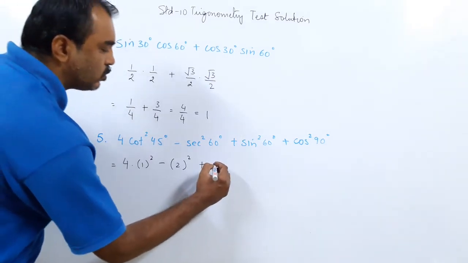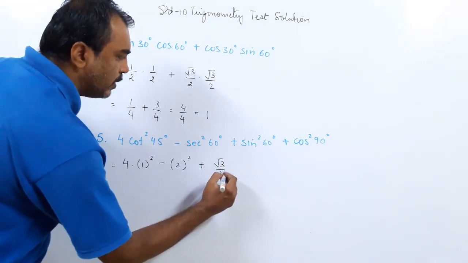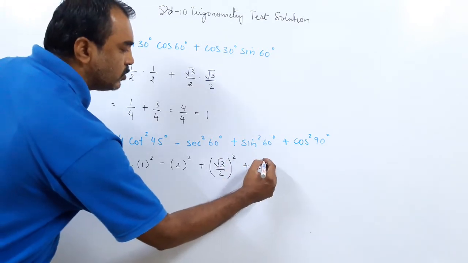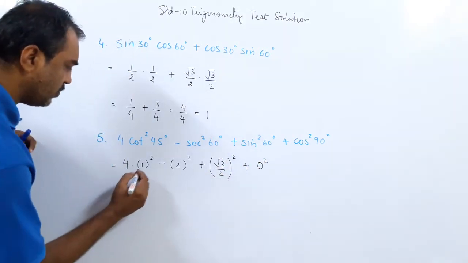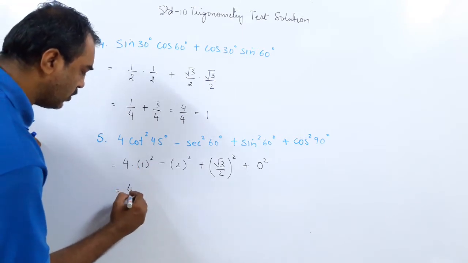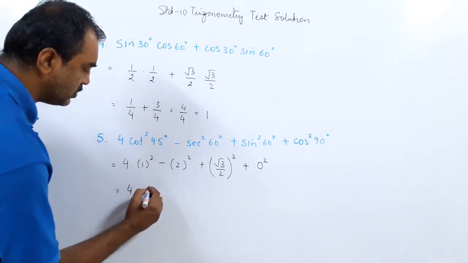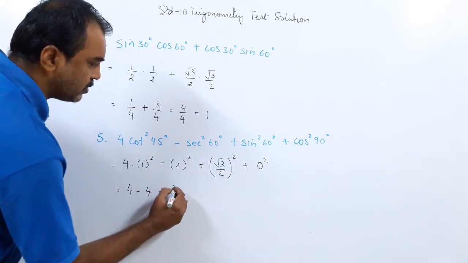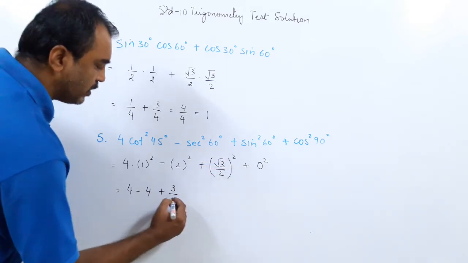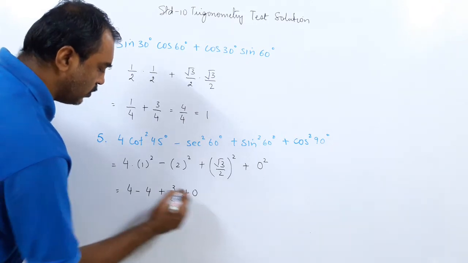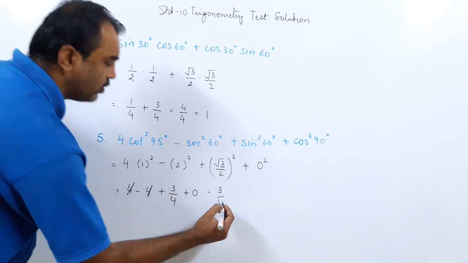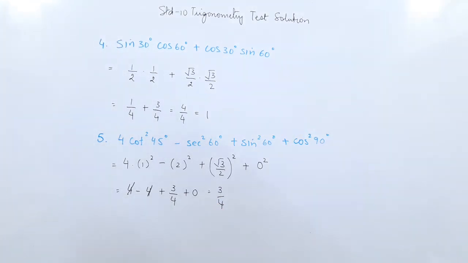Sin 60 is root 3 by 2, so root 3 by 2, the whole square. And cos 90 is 0, so 0 square. So we have 1 square is 1, 1 4s are 4, minus 2 2s are 4, plus root 3 the whole square is 3, 2 square is 4, plus 0. 4 minus 4 gets cut, and our answer is 3 upon 4. So I guess this is a very simple sum.